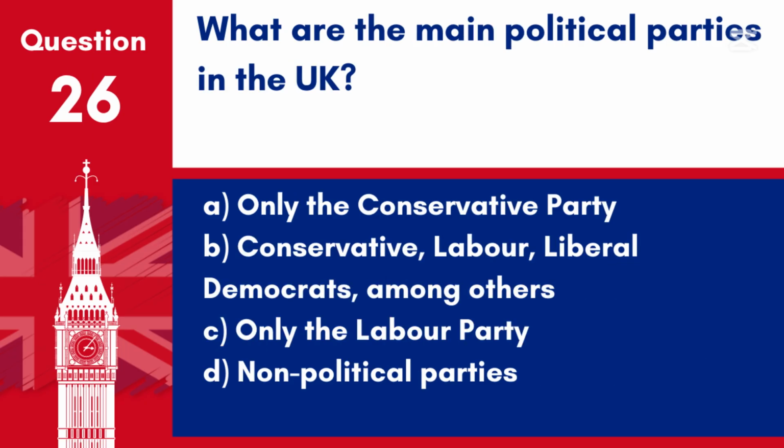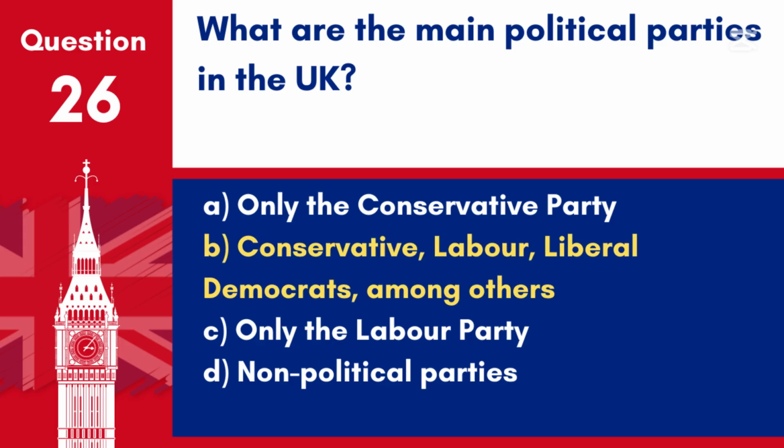Question 26. What are the main political parties in the UK? A. Only the Conservative Party. B. Conservative, Labour, Liberal Democrats, among others. C. Only the Labour Party. D. Non-political parties.